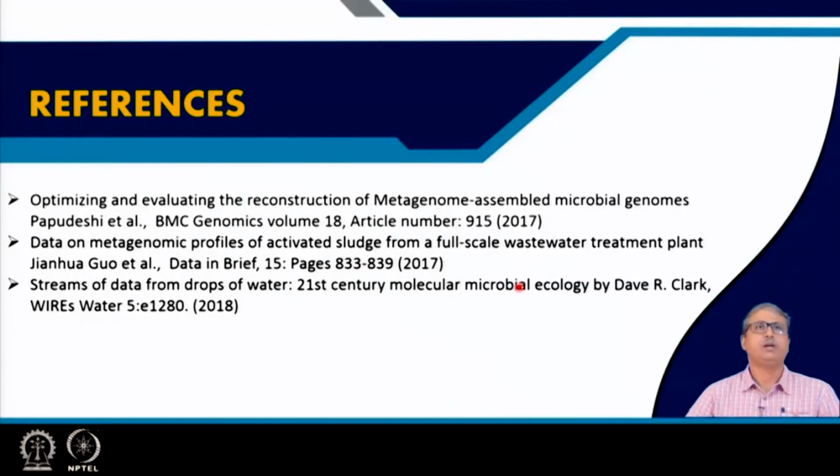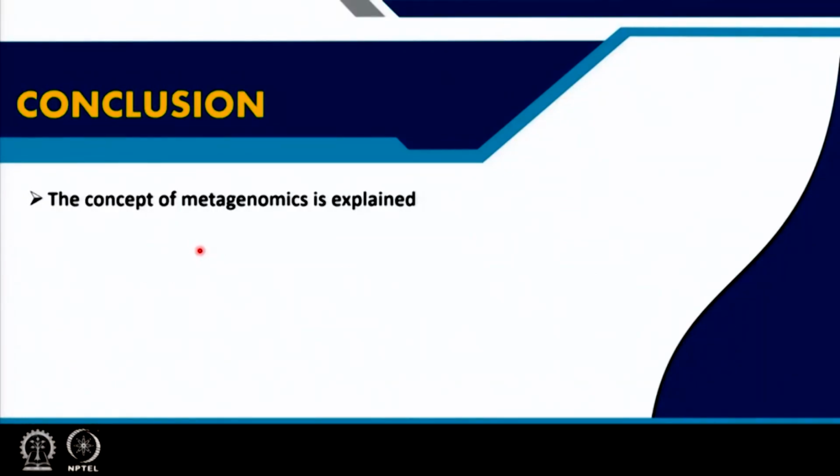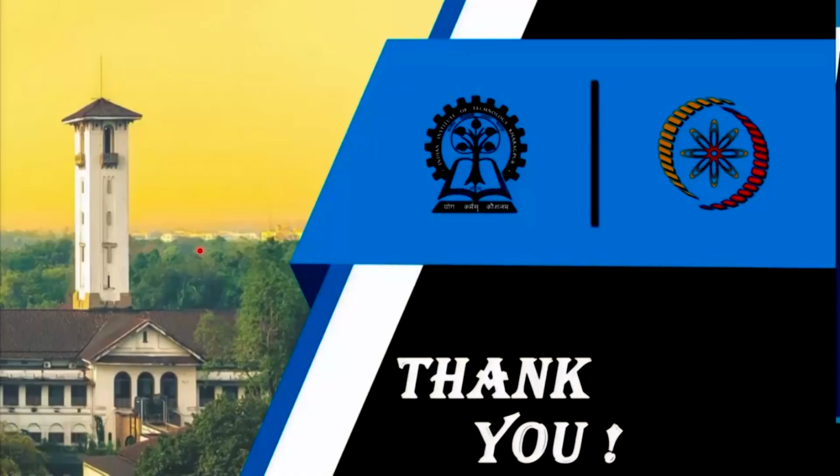These references are given because I found some of these papers are truly very useful for you to go through. For example, the last one, the streams of data from drops of water, is very comprehensive, and also the other papers will be useful. There are numerous papers and other articles available that can be used. So, in conclusion, I will say the concept of metagenomics is briefly explained, and it is highlighted that this is the method through which we can actually gain access to all the organisms' taxonomic identity, of course, but also their functional potential. With this, I thank you.